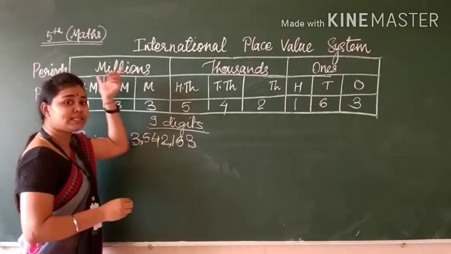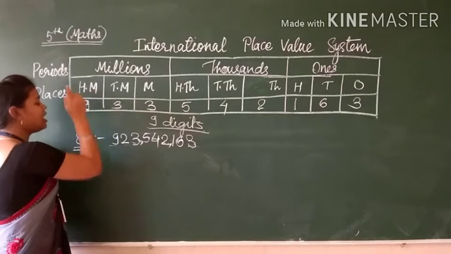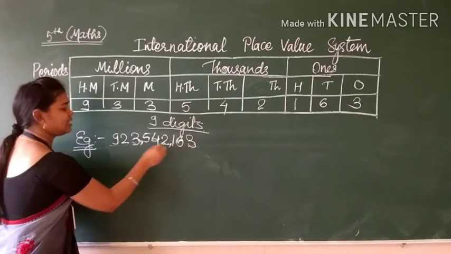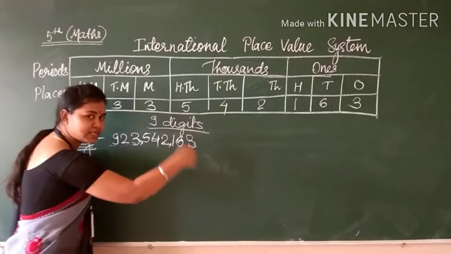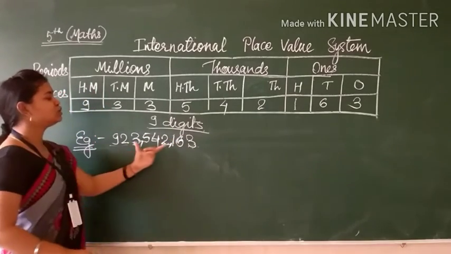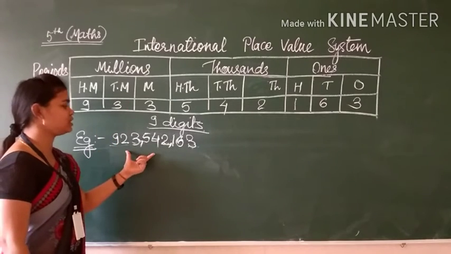Then in the millions place again 3 digits are there: millions, 10 millions and 100 millions, 1, 2 and 3. So after each 3 digits, starting from the right side, we will put the commas. So this is the number of the International Place Value system after putting the commas.